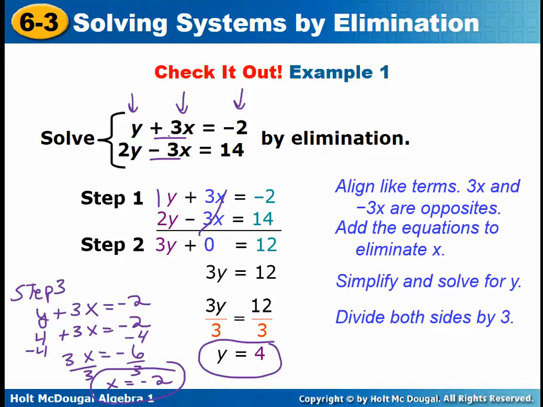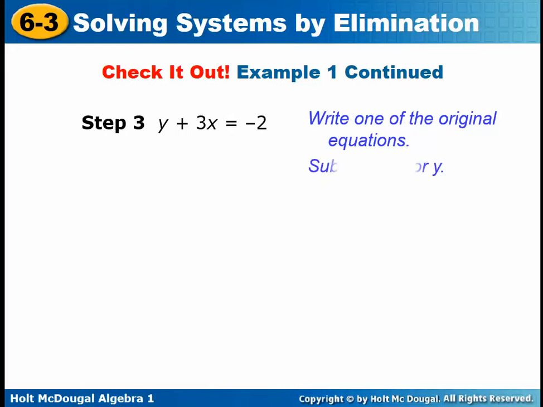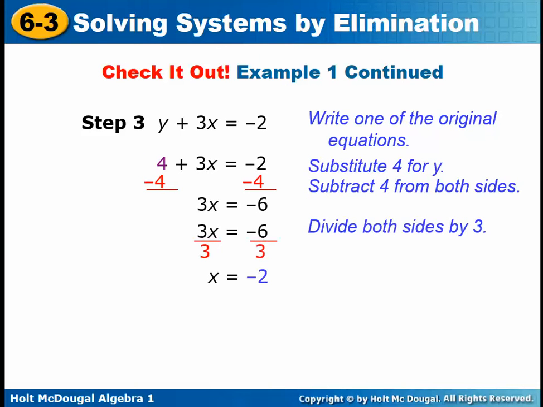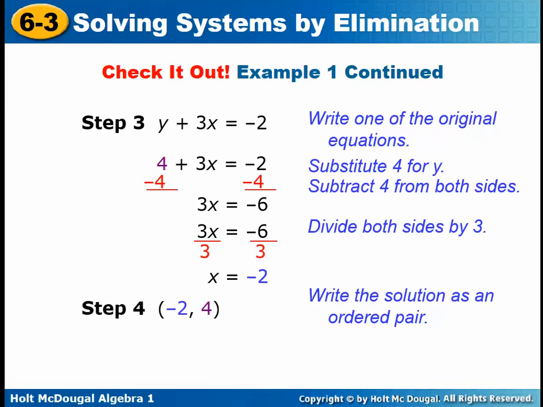So our next step would be to write that as an ordered pair. We have to find that first. There we go. -2, 4. And then you should check your answer in the original equations and make sure that it works.